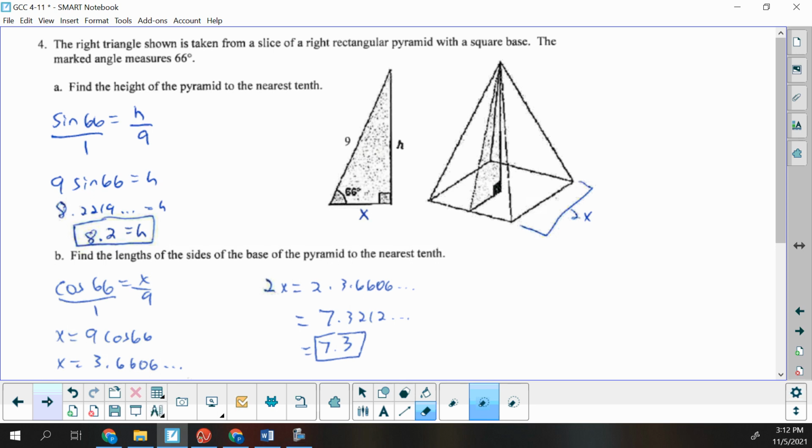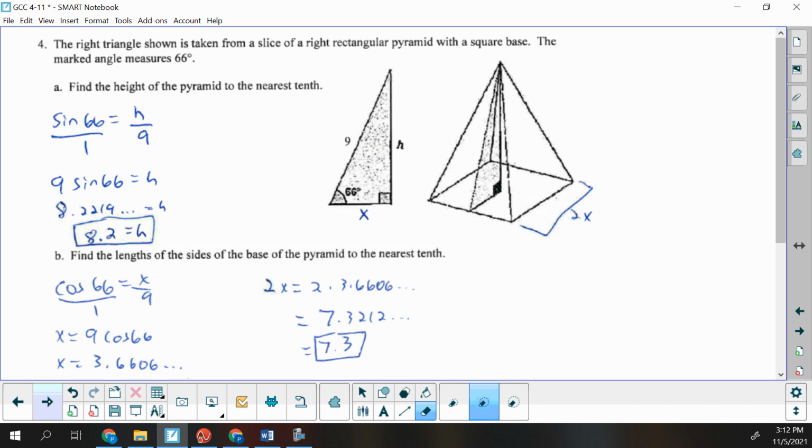For the last one, this picture can be a little bit tricky. So we want to find the height of the pyramid, which is the straight up and down height, the h there. Well, we want to find opposite. We know the hypotenuse, so use sine. Cross multiply, get the h by itself. To the nearest tenth, we have 8.2.